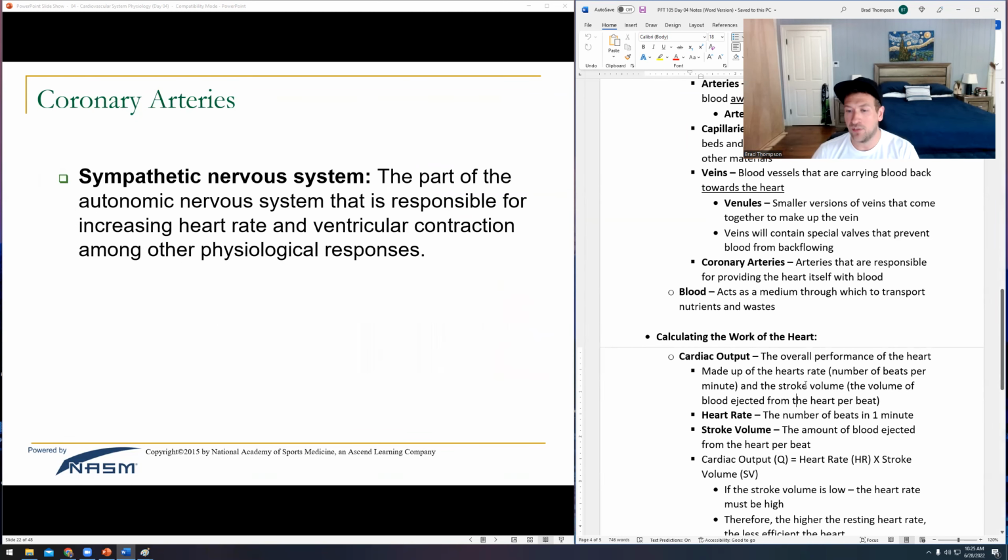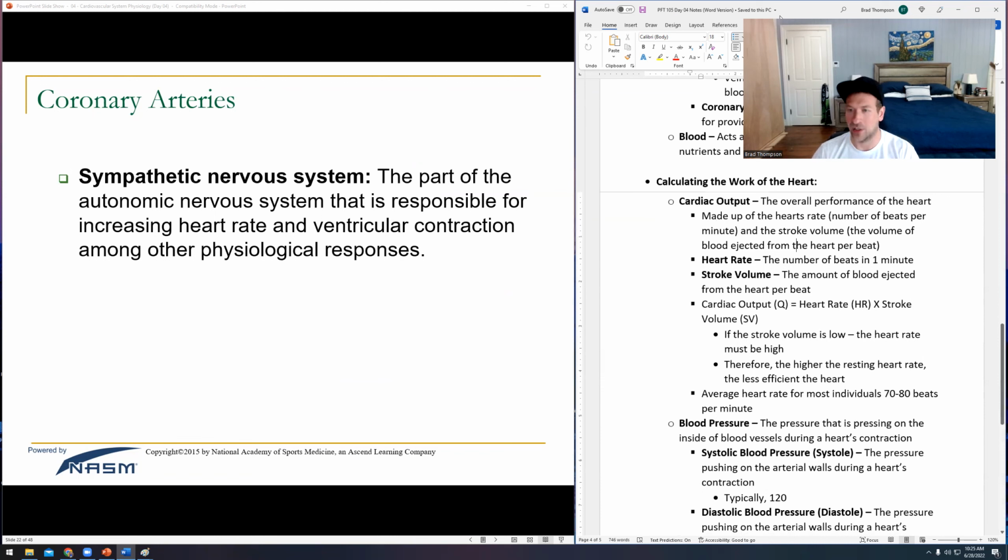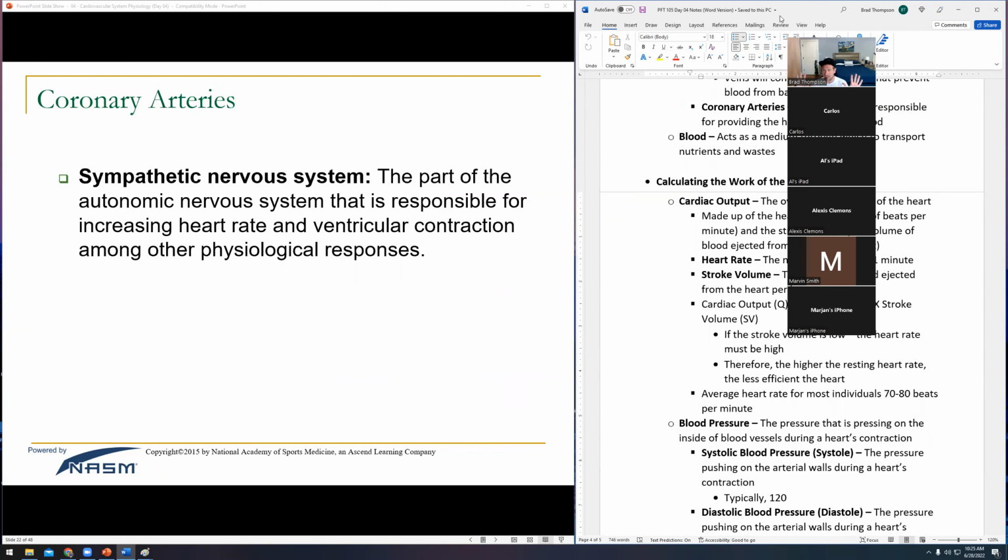So all of this, but actually really quickly, anybody have any questions on any of that? Everybody understand which blood vessels are which? Yep, thank you. Cool. That's the big part. That's the test question kind of stuff.